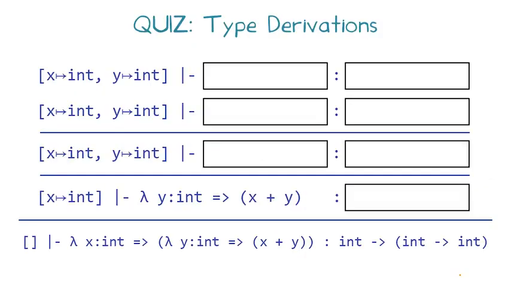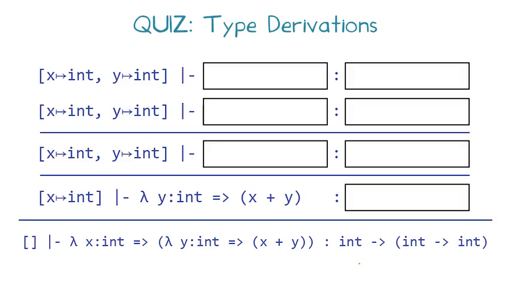Now let's do a quiz to let you practice a type derivation on your own. Recall that in the previous quiz, you answered that the program lambda x of type int yields the function lambda y of type int yields x plus y has the type of a function mapping ints to functions from ints to ints. Let's suppose we wish to prove this type judgment under an empty environment.